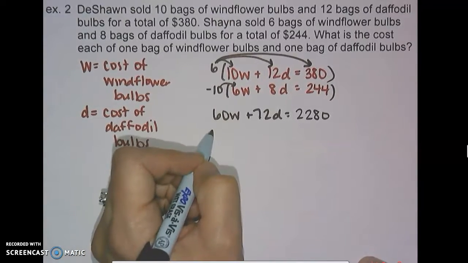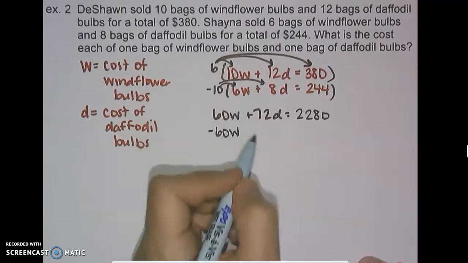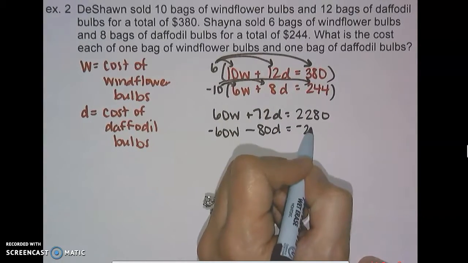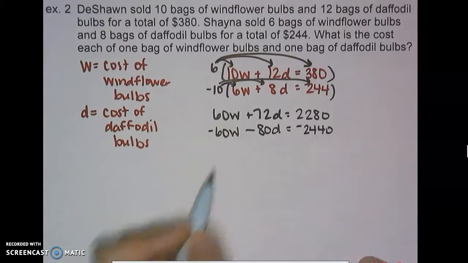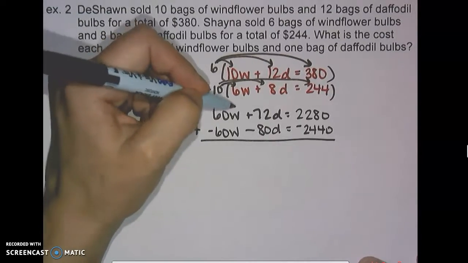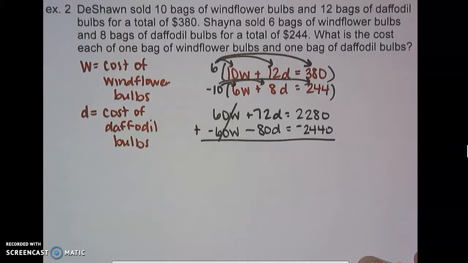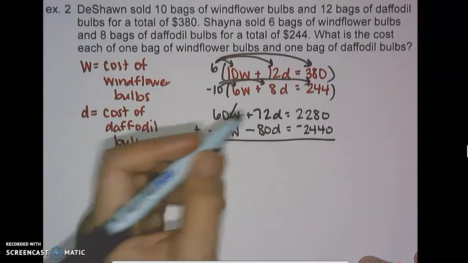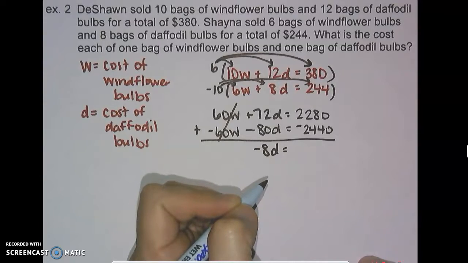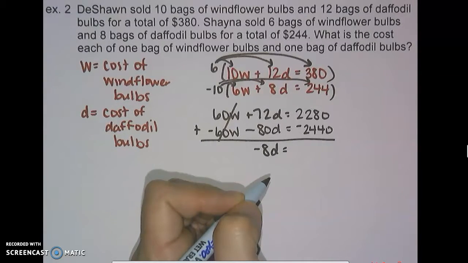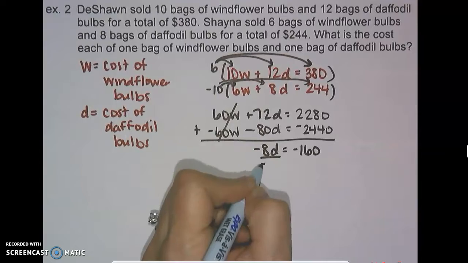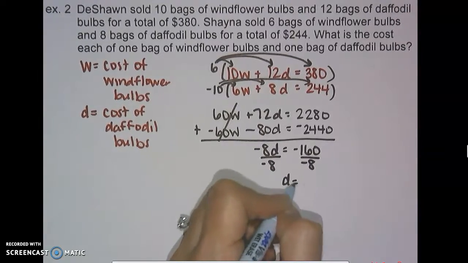And when we multiply the negative 10 in, we get negative 60W minus 80D equals negative 2,440. All right, so now we're going to add those equations together. And our W's are going to eliminate because 60 plus negative 60 is 0. Those eliminate. 72D plus a negative 80D is negative 8D. And 2,280 plus a negative 2,440 is going to give us a negative 160. Dividing both sides by negative 8, we get that D equals 20.